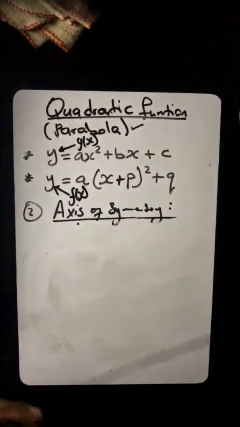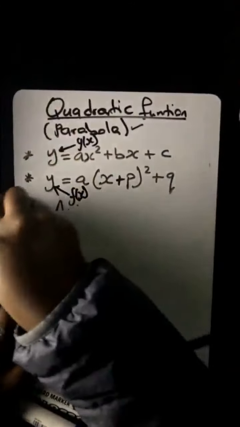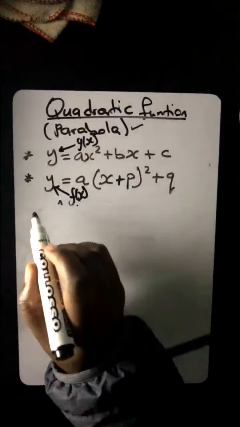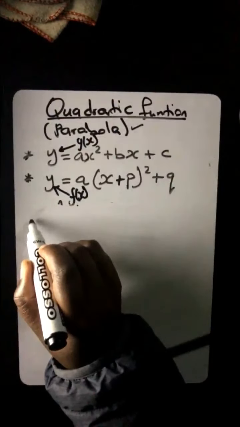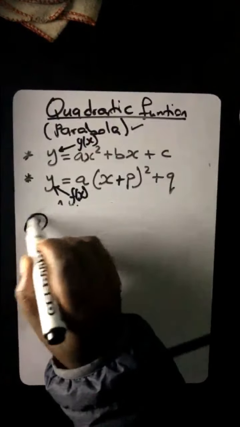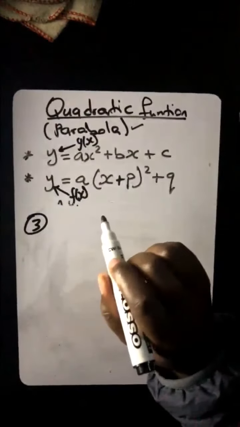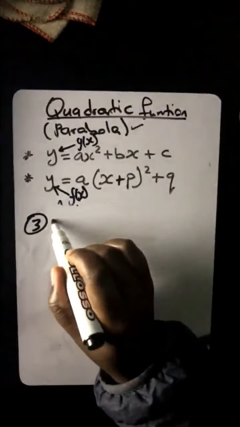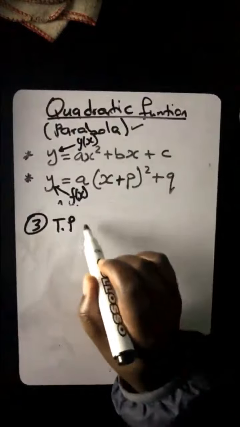So ladies and gentlemen, let's now move to number 3. I hope everyone understood what the axis of symmetry is. Remember guys, these things are in order, so when you practice, make sure that you follow the order of my notes. Now let's talk about number 3, which is TP.